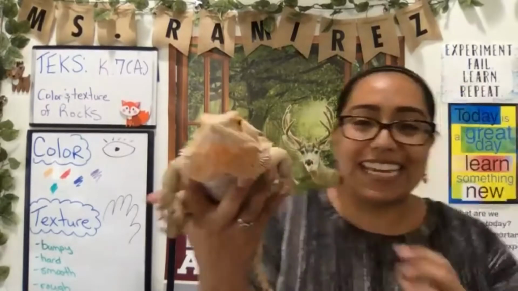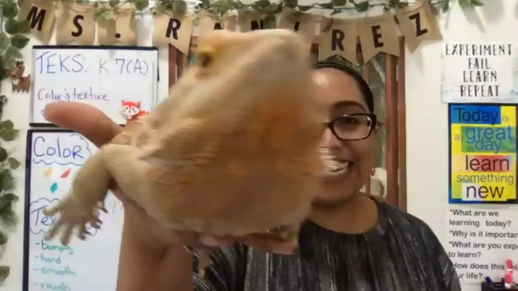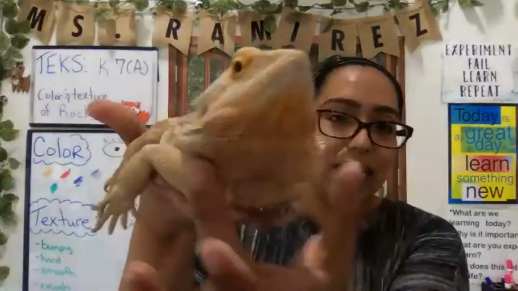If you guys guessed a lizard, you would be right. This is Spike, the bearded dragon. Again, he gets that name because he has the beard of skin under his chin that he can make really big when he gets scared.